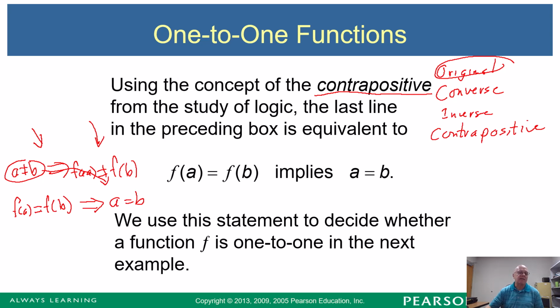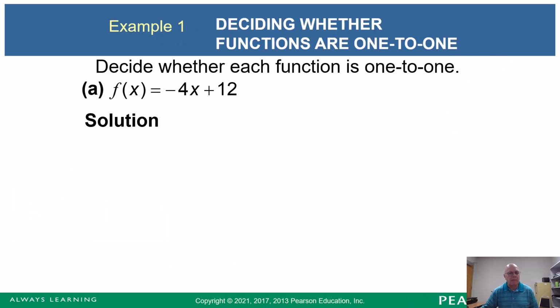That's the contrapositive. The implication is reversed, and each of the statements is not only reversed in order, but it's reversed in its statement true false value as well. So for every two y values, if they're the same, that means they must have come from the same x values. That means you got a one-to-one function. Let's see if this function is one-to-one.